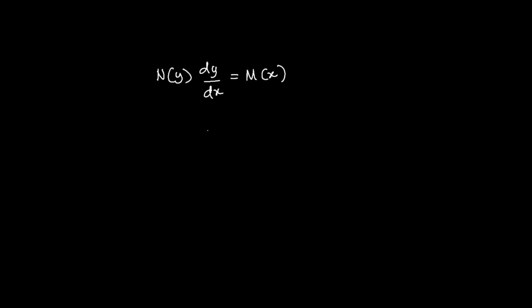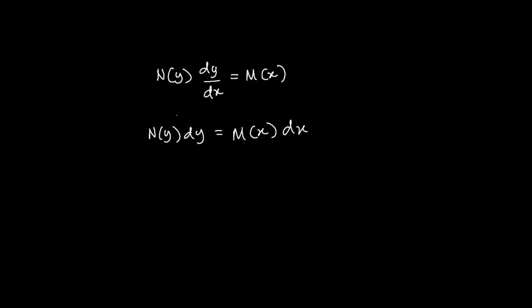From this differential equation, I can separate all the terms with the y variable and all the terms with the x variable. For me to do this, I just have to multiply through by dx. That gives me n of y dy equals m of x dx. So you see that you have separated the variables, where you have all the terms with y on the left side and all the terms with x on the right side. So this differential equation is separable.